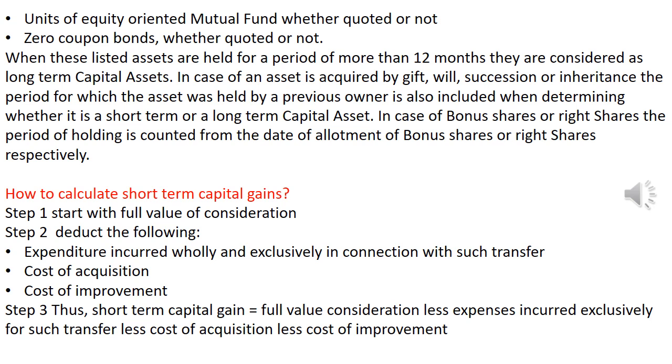So now we have understood what are short-term capital assets and what are long-term capital assets. Let us understand how to calculate them. To calculate short-term capital gains, we have to start with the full value of consideration. Deduct expenditure incurred wholly and exclusively in connection with such transfer, cost of acquisition, and cost of improvement. All these are deducted, and the result is the short-term capital gain.